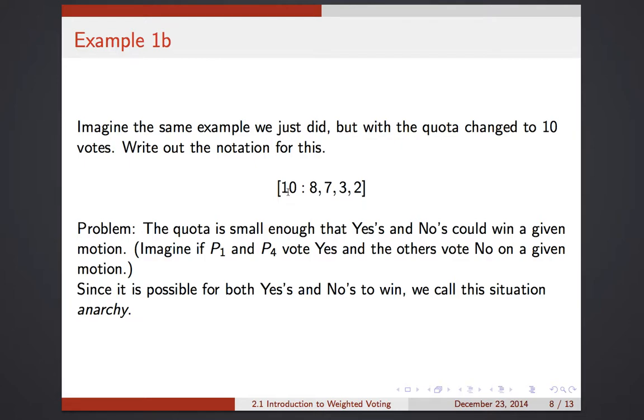If the quota is smaller than a simple majority, then you will get the problems I just described. You will get contradictions all over the place. You'll get motions passing and then their opposites passing. Okay, that's bad. That's chaos.